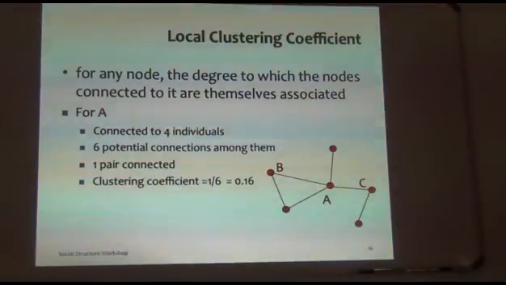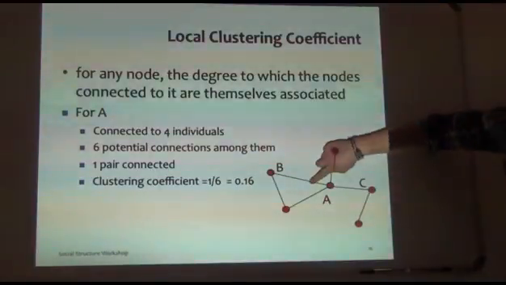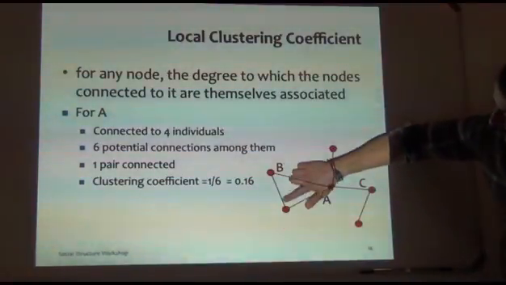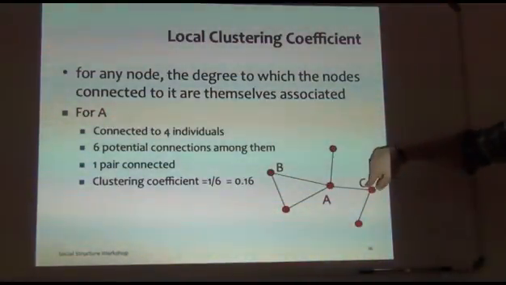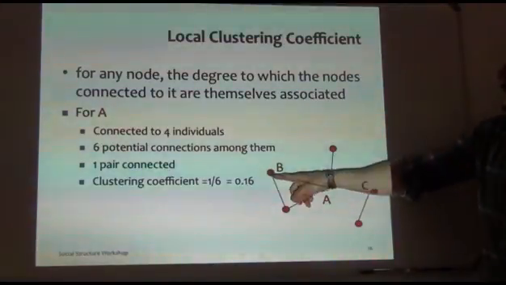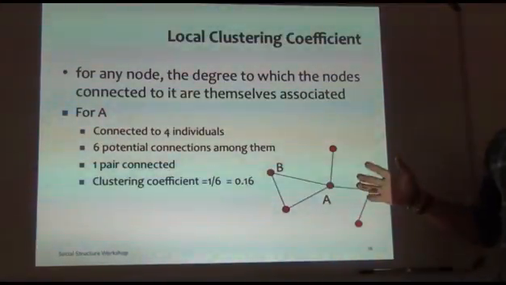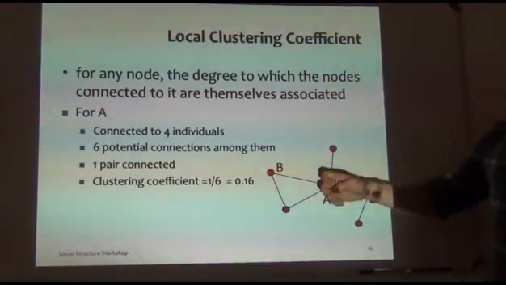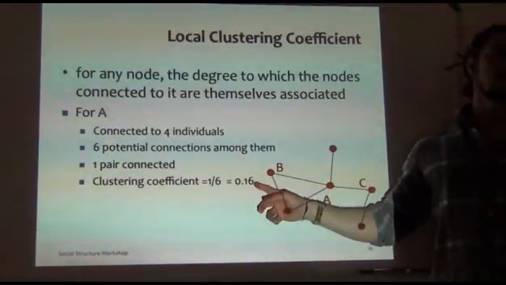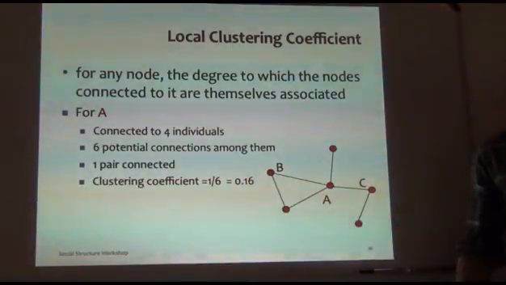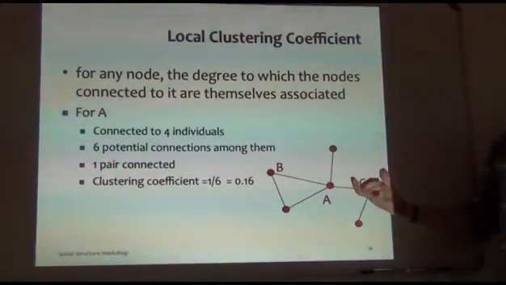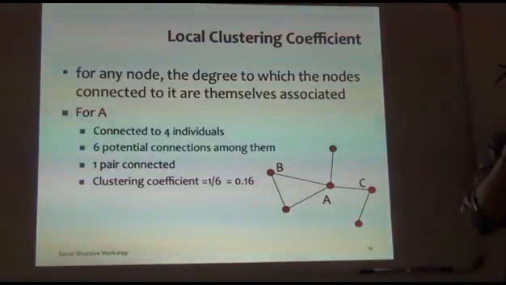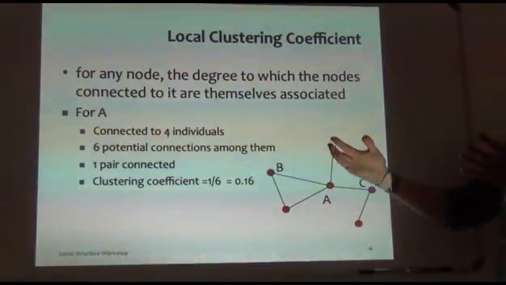Is that clear? For example, A has 4 connections, right? So this one could be connected to this one, could be connected to this one, and so on. But out of all of these possibilities, we have just 1 here. So it's 1 out of all the potential connections we have. The clustering coefficient of this node is 1 over 6, about 16%. Then we do this for all individuals, and you have a measure of how cliquish they are, how their friends are also connected.